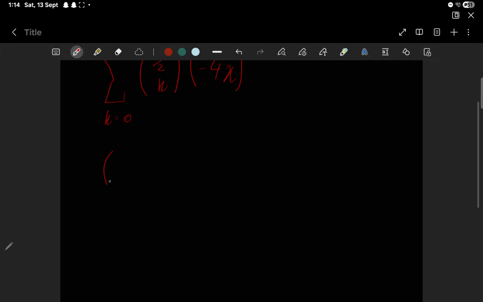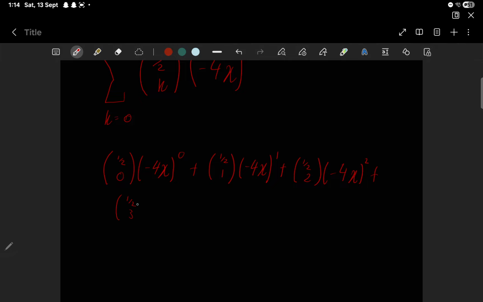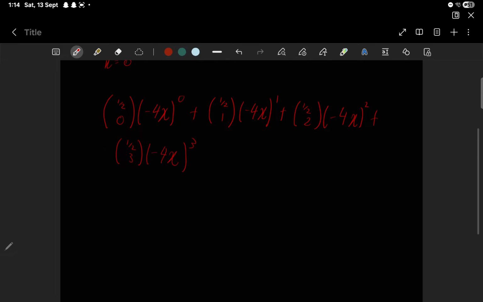So we're going to start from 0: 1 over 2c0, negative 4x to the power of 0, plus 1 over 2c1, negative 4x to the power of 1, plus 1 over 2c2 into negative 4x squared, plus 1 over 2c3 into negative 4x to the power of 3. Okay, I'm going to stop here.